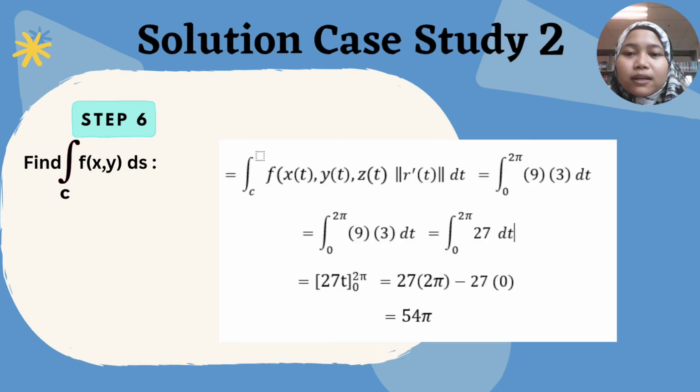Step 6, we find the integral of f(x,y) ds, where we follow the formula integral of f(x(t), y(t), z(t)) multiplied by the norm of r prime t dt. We know the value of f is 9 and the value of the norm of r prime t is 3. We substitute the values into the formula and then we get 54 pi as the answer.